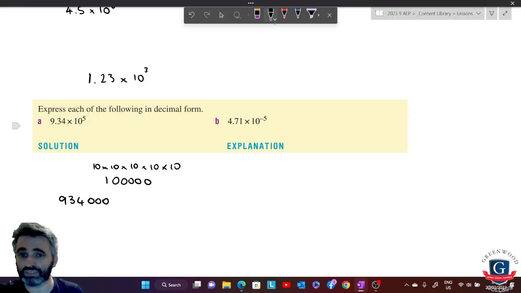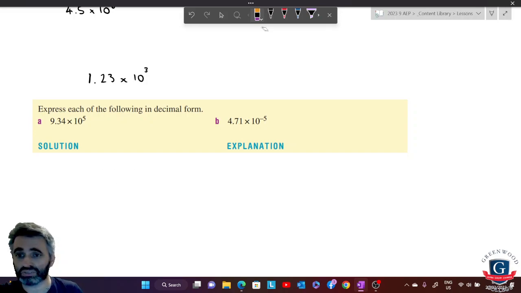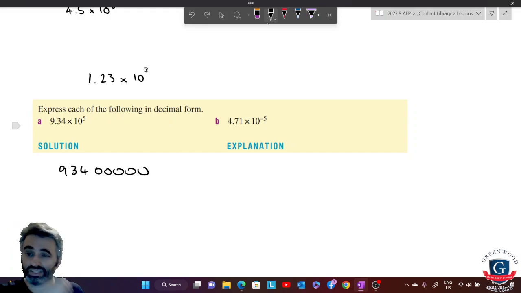But if we didn't want to have to think about it in terms of multiplication, we could just use a shortcut. And this is what I usually do because I'm slack. I'll write 9, 3, 4, and a whole heap of zeros after it. And then I'll think about how many decimal places I have to move. So I have to move 5 decimal places. I start here, 1, 2, 3, 4, put the decimal place in, and delete the rest.